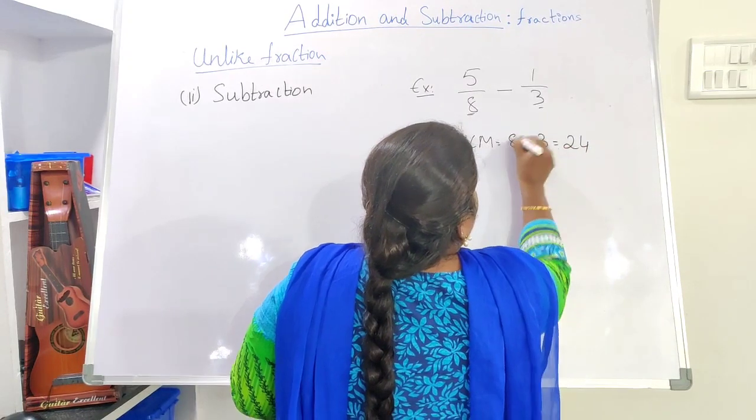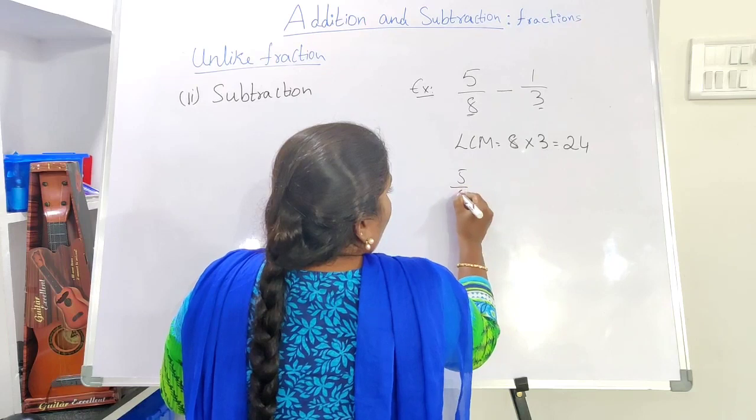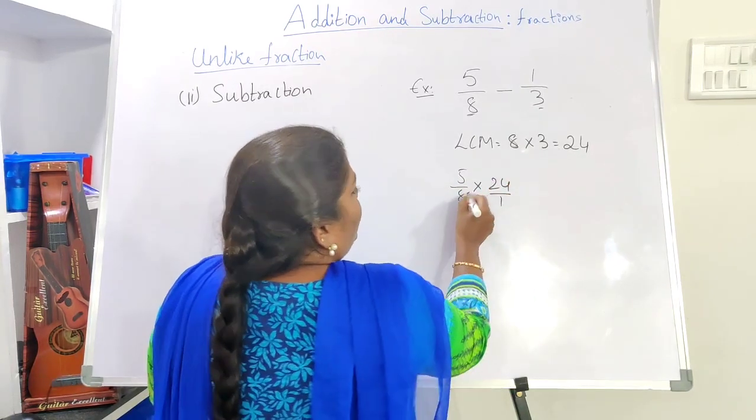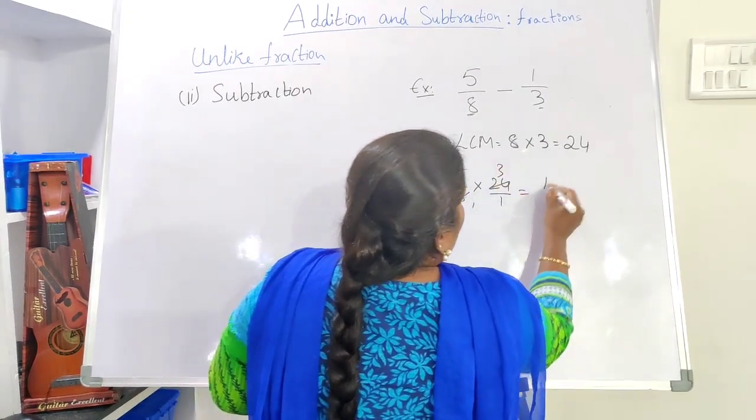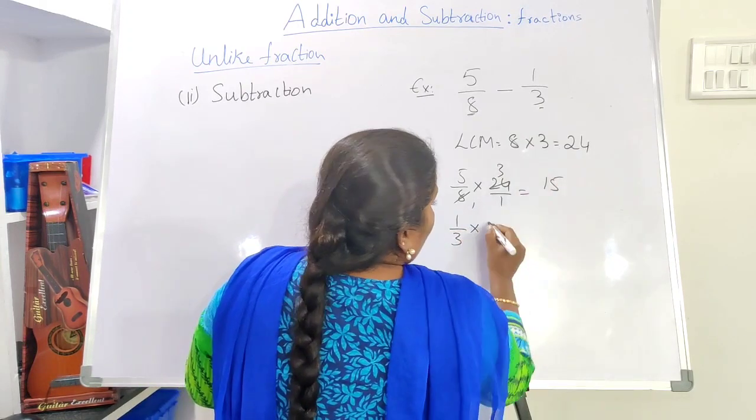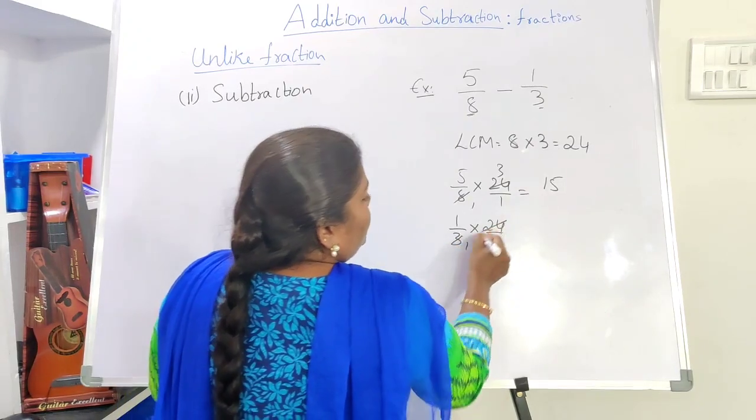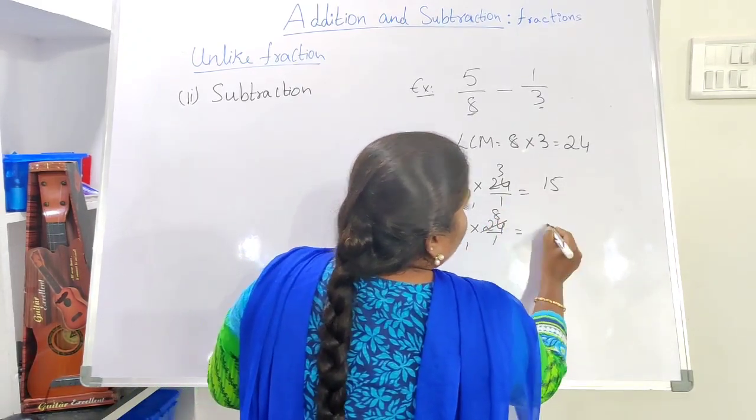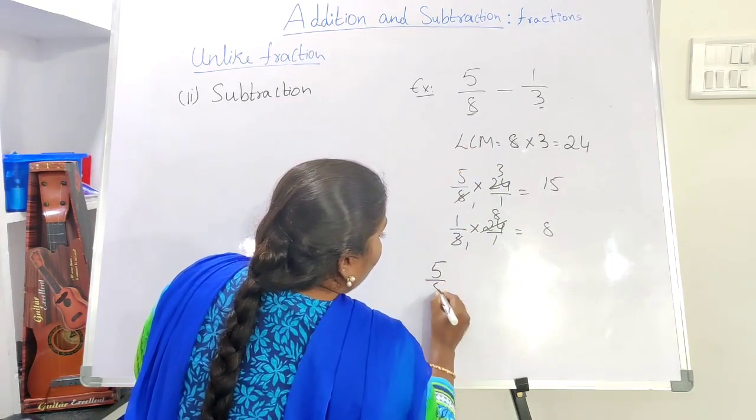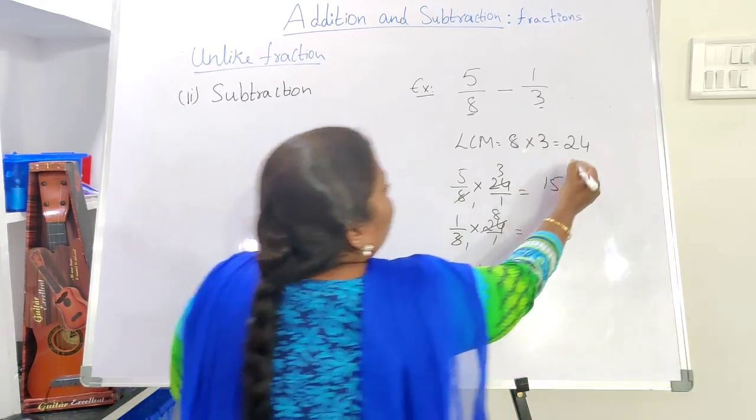So LCM is 24. Now in the same way, take the first fraction, 5 by 8, multiply with 24, that is nothing but 24 by 1. 8 ones are 8, 8 threes are 24, so that is 15. Take the second fraction, 1 by 3 into the LCM part. So just cancel, 3 ones are 3, 3 8s are 24. So here it is 8. Now just write down the question once again, 5 by 8 minus 1 by 3. Now what is the LCM we got?